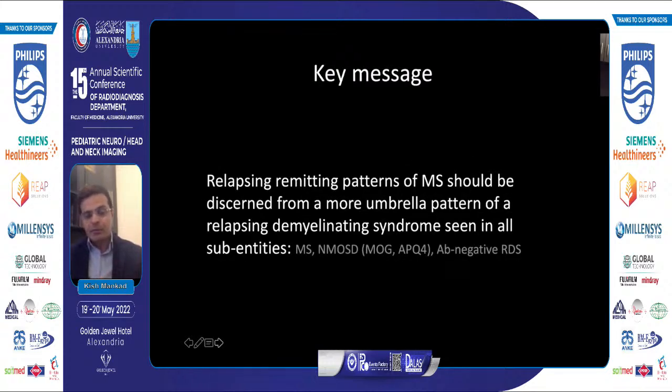The key message before I show you more examples of MOGAD is that relapsing remitting patterns of multiple sclerosis should be discerned from a more umbrella pattern of a relapsing demyelinating syndrome. So everything that is relapsing remitting need not be MS. If it does not look like multiple sclerosis, it is generally not multiple sclerosis. And in that context, we have other disorders to consider.